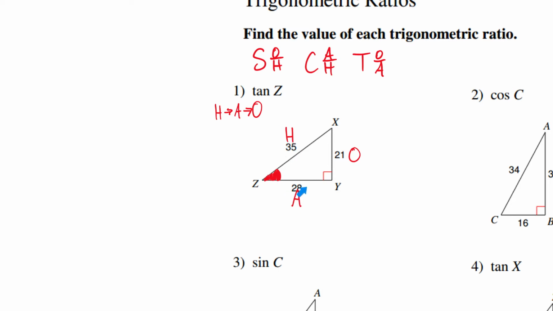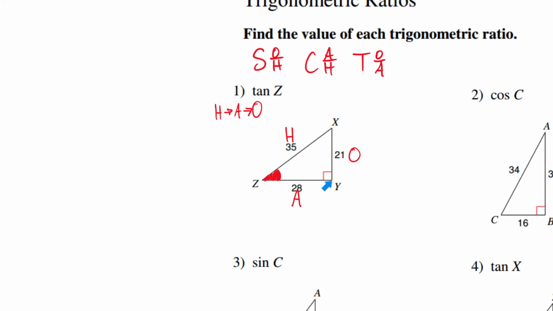Okay, good. How did you know this side is the adjacent? Good, because this side is the side that touches the angle. The side that's 28 is touching our angle Z right here. And then, how do you know this is the opposite?